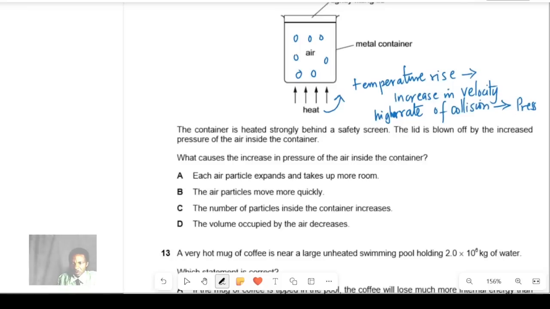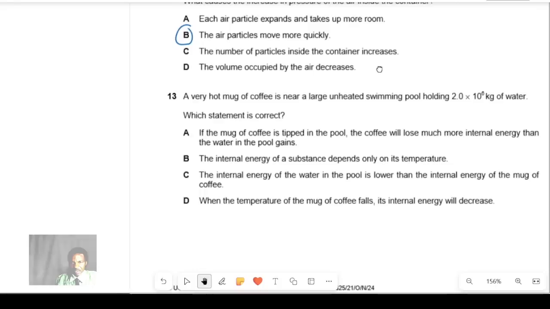So if this causes high pressure, what causes the increase? The major cause of this is that the air particles move more quickly. So they move more quickly. That is the answer to that. Then number 13.